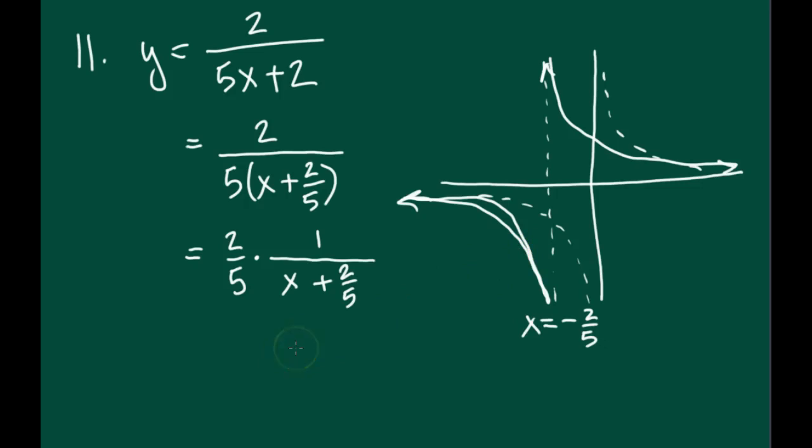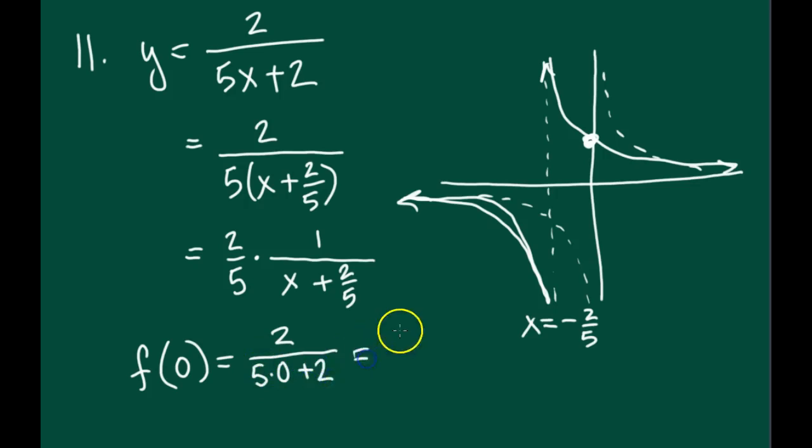Let me see. I can determine what the y-intercept is because every function has either no y-intercept at all or just 1, which I can find by plugging in x equals 0. So I have 2 over 5 times 0 plus 2, which makes 2 over 2, or 1. So this point here is 0, 1.